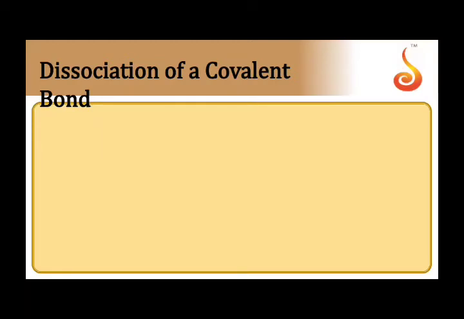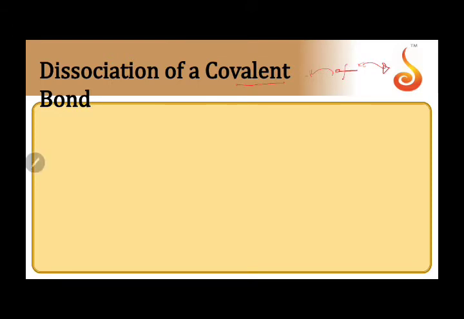Dissociation of a covalent bond. A covalent bond, or any bond for that matter, will consist of two electrons. Breaking of a covalent bond can occur in two ways. Either one electron goes to one atom, and the other electron goes to the other atom. This type of bond breaking is symmetrical and it is called homolysis, also called homolytic bond fission.